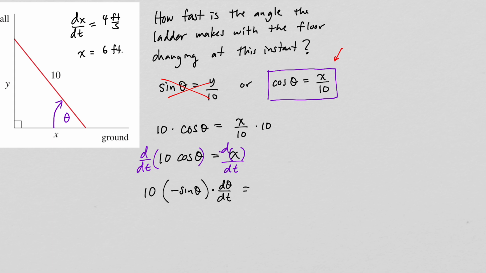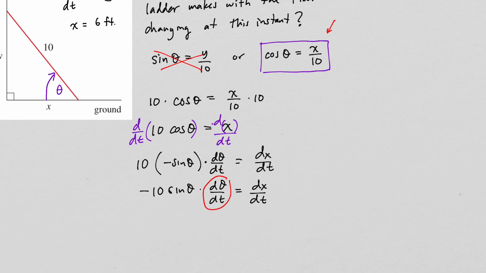On the other side, we have the derivative of x with respect to t, which is dx dt. So if I simplify, on the left side I have negative 10 times the sine of theta times d theta dt is equal to dx dt. And they're asking how fast is the angle the ladder makes with the floor changing. So that is d theta dt.